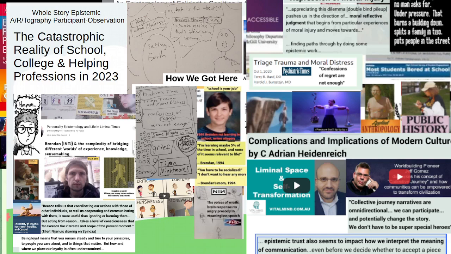But basically it's this story thing, but the complications and implications are pretty severe, and they're coming to a head. So this gets into, at the top of one of these things, it says from this article about moral injury, appreciating this dilemma, aka double bind pile up in my words, pushes us in the direction of moral reflective judgment that begins from particular experiences of moral injury and moves toward.